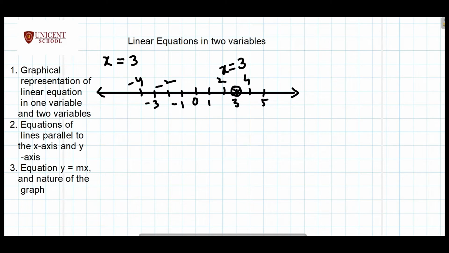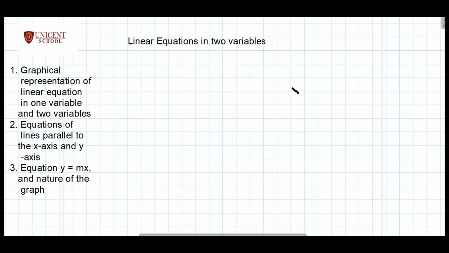Now if we want to take a linear equation in two variables and represent it on the number line, is it possible? No. So we need a Cartesian plane. If it is a linear equation in one variable, we can represent it on the number line. But if it is a linear equation in two variables, then we need a Cartesian plane. So this is the equation I have taken. So let us find the x values, that is the ordered pairs.